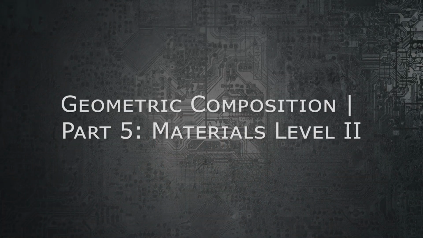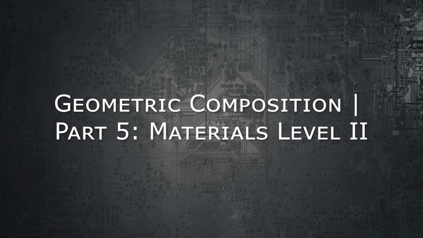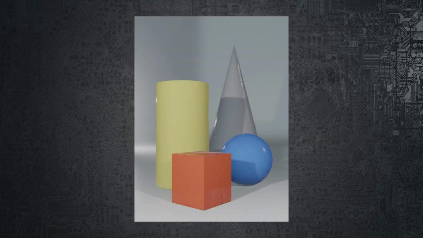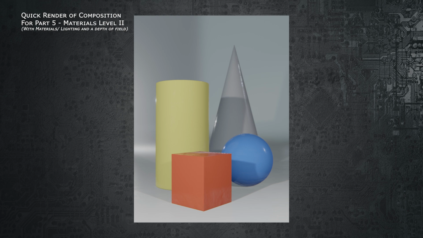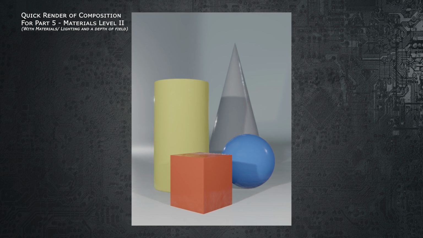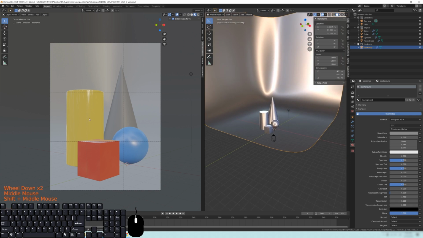This is part 5 of the basic geometric compositions for beginners, intermediate, advanced, all that kind of stuff. Back to basics. If you haven't seen my previous parts, please go back and look at especially the UV unwrapping and make sure that you have that done before moving on, because that's going to make what we do next a lot easier. So what we're going to do here is start to add more complicated materials to our objects.